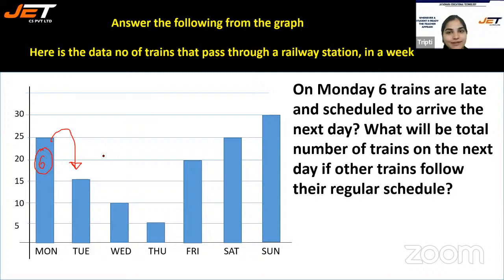Amazing question. So I'll take away 6 from Monday and add them here. Tuesday was 15, so I'll do 15 plus 6 trains from Monday. 15 plus 6 is 21. That means 21 trains will come on Tuesday.